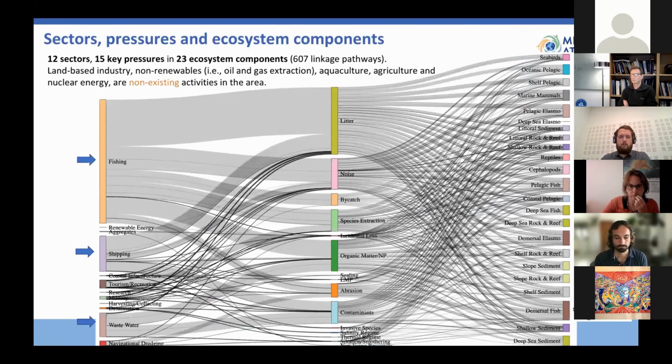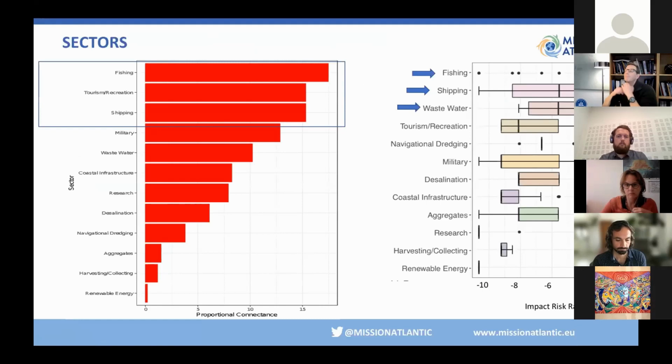And here are the sectors, pressures, and ecosystem components. We found 12 sectors and 15 key pressures and 23 ecosystem components. Some of the sectors are not existing in the area, such as aquaculture, agriculture, and nuclear energy. And fishing was more connected to the pressures and the ecosystem components, and also shipping and also wastewater from the islands. So these are the sectors that are most connected.